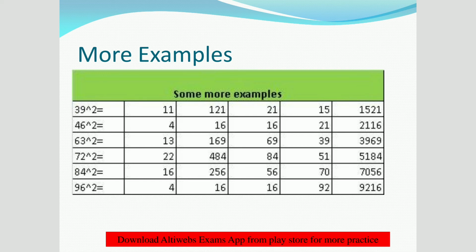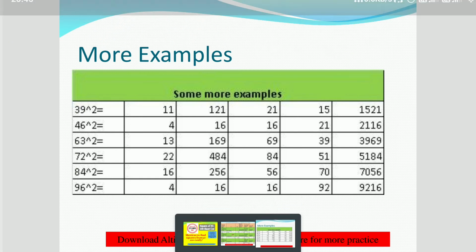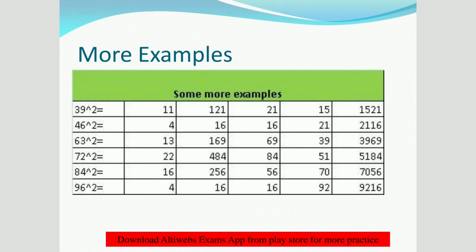15, 21. 46 square. Again, x is 50 minus 46, which is 4. 4 square is 16. So the last two digits are 16. What are the first two digits? 25 minus x, which is 25 minus 4, so 21. 2116 is the square of 46.